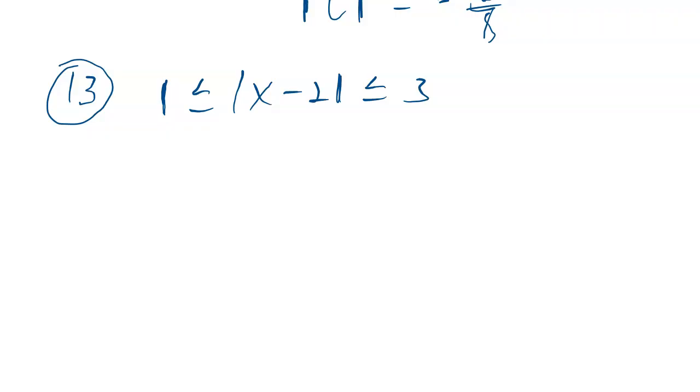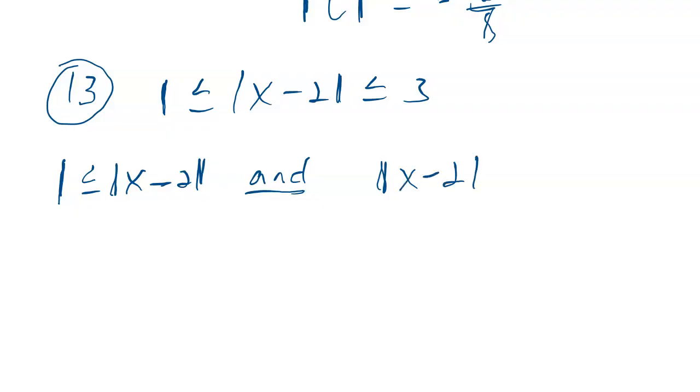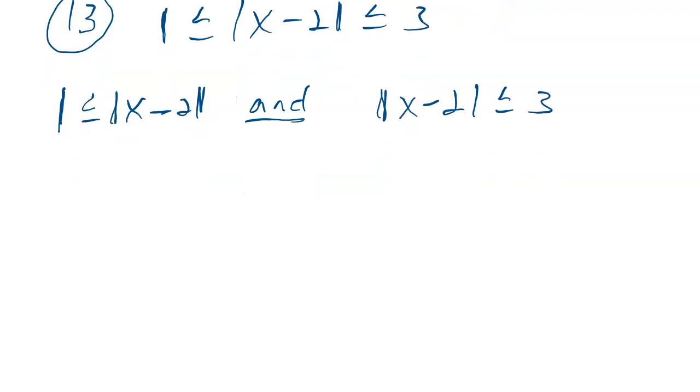I'm going to separate this into a bunch of equations. So since it's a compound inequality, I can rewrite it as 1 is less than or equal to the absolute value of x minus 2. And that's the problem. We have an and there, so we have to be very careful. And the absolute value of x minus 2 is less than or equal to 3. All right? And then we work on this. We work on that. Now, this is going to turn into an or statement, and we're in trouble.